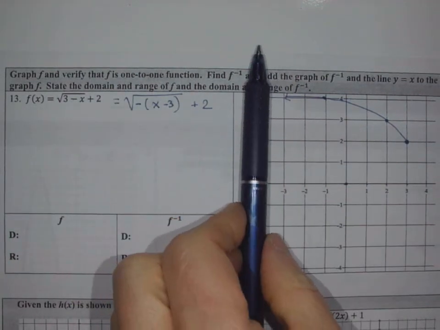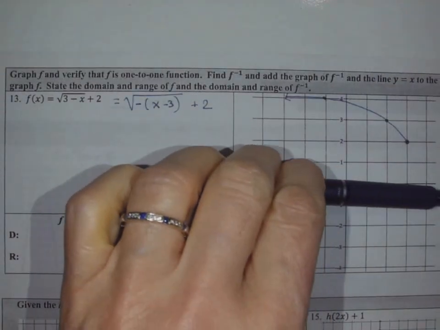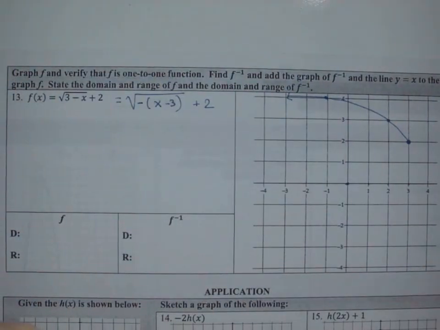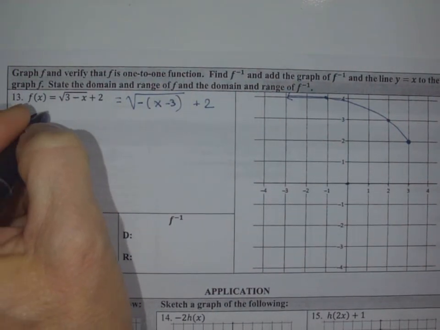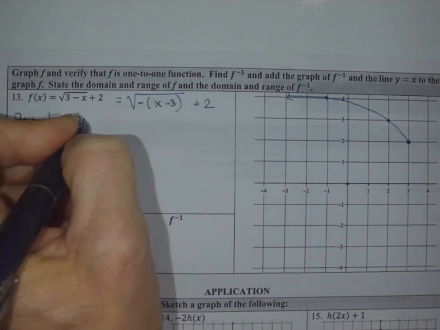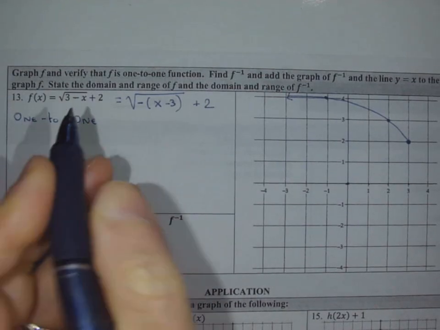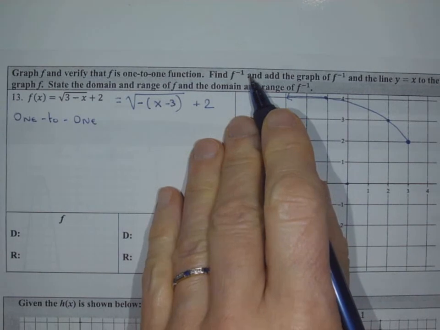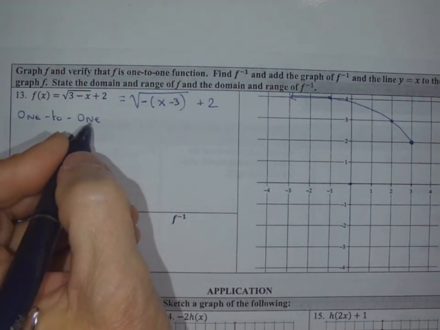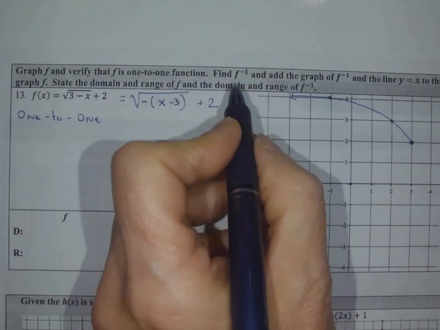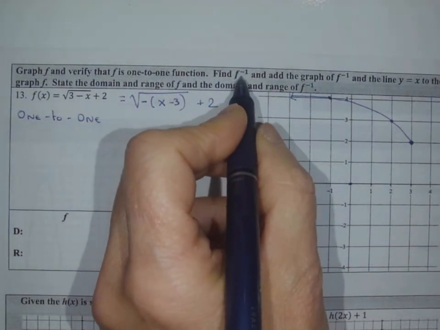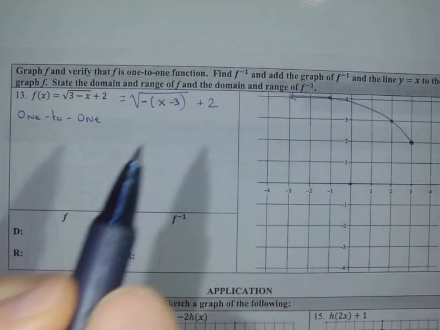Well, this is a one-to-one because it passes the vertical and the horizontal line test. So I'm going to say one-to-one. Then I need to find the inverse, right? And it's, by the way, a one-to-one for what I just said, right? It passes both horizontal and vertical line test. Now we need to find f inverse, and then we have to graph it.